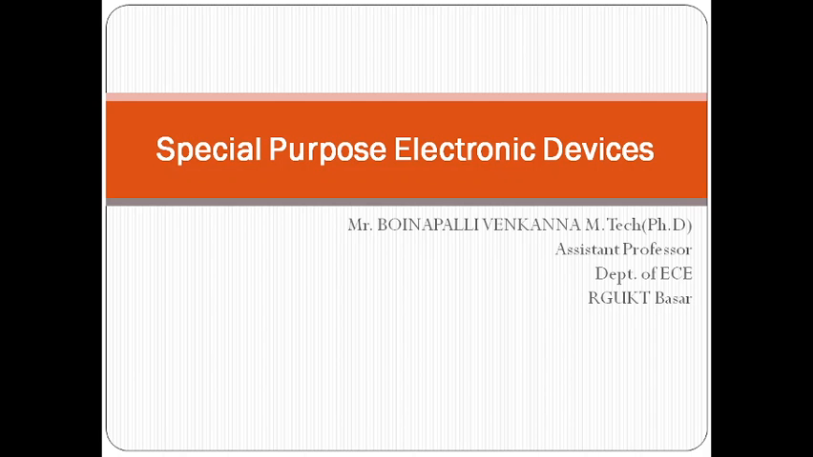Hello students, in the last class we discussed the varactor diode. Today we will discuss one of the special purpose power electronic devices, the silicon controlled rectifier. As the name itself suggests, the basic material used for the fabrication of the silicon controlled rectifier is silicon.